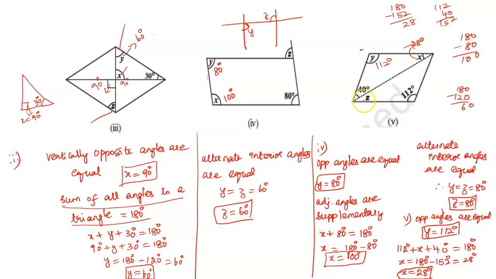Again the same property: alternate interior angles are equal, so x is equal to z. So z is equal to x is equal to 28 degrees. Why is this 28 degrees? Because alternate interior angles are equal. This angle and this angle are alternate interior angles, so definitely both are equal. So z is equal to x is equal to 28 degrees.